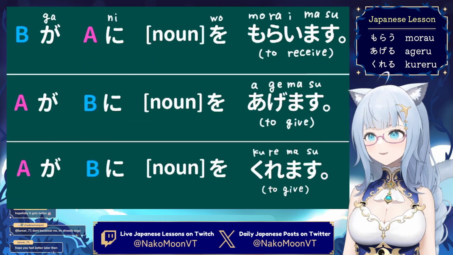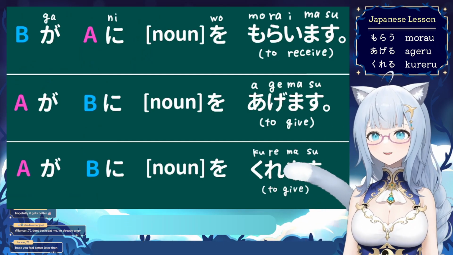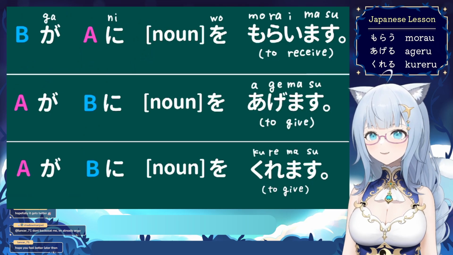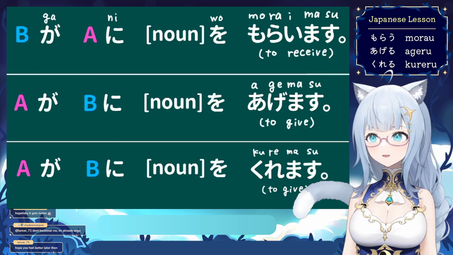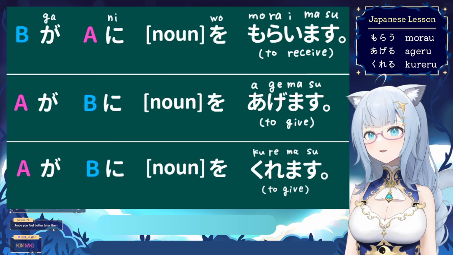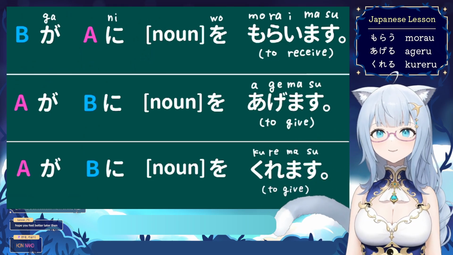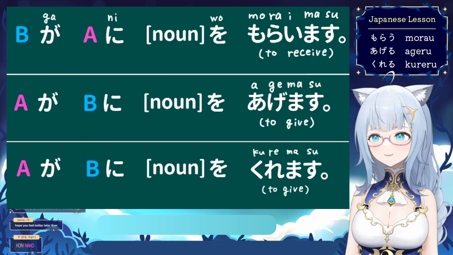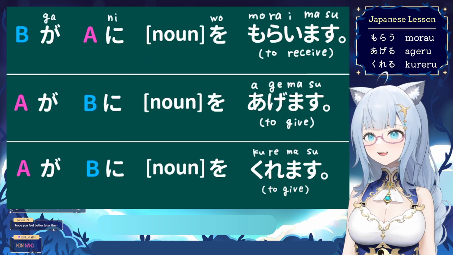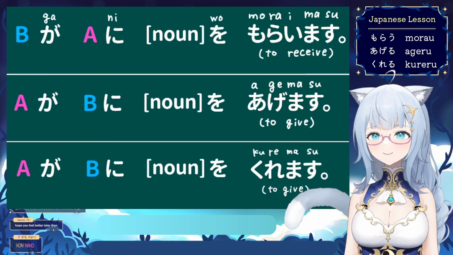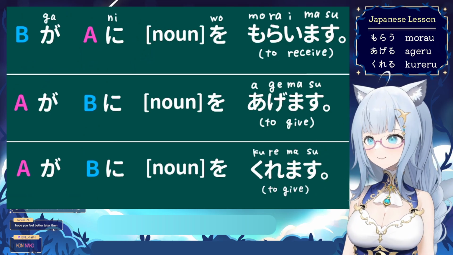These are all sentences. もらいます、あげます、くれます。These are masu form of もらう、あげる、くれる。But today I will use the masu form verbs. Okay, first one, もらいます is the only one which means to receive. So this is really simple and easy. B is a receiver, so B が A に noun をもらいます。B receives the noun from A.